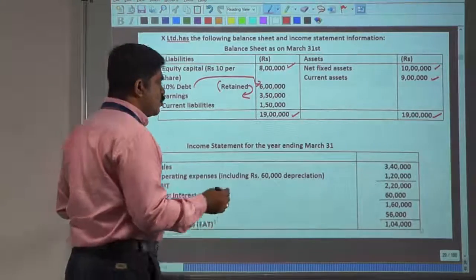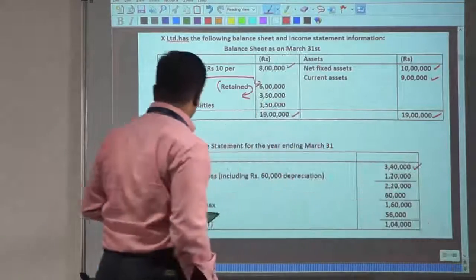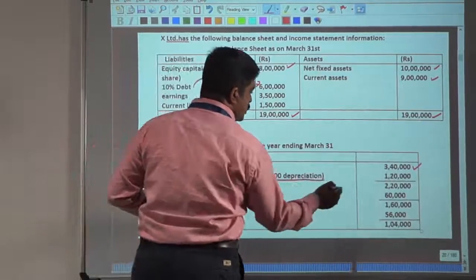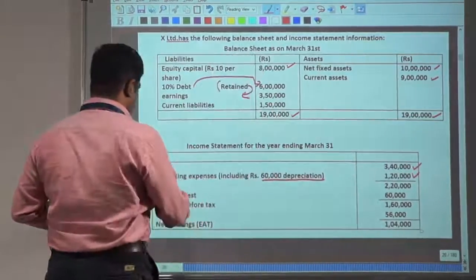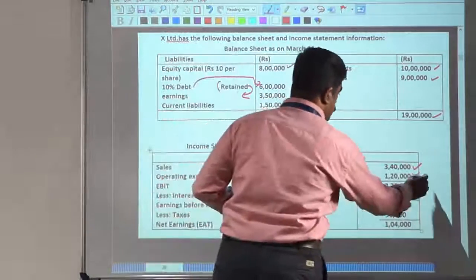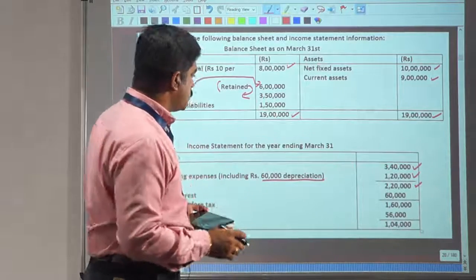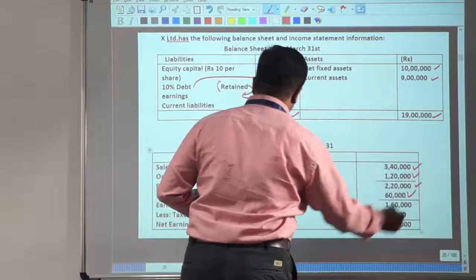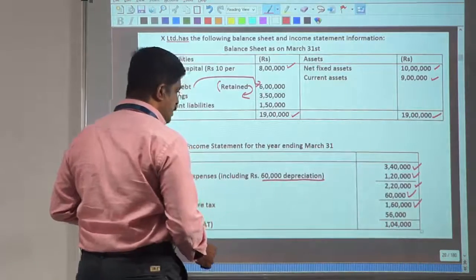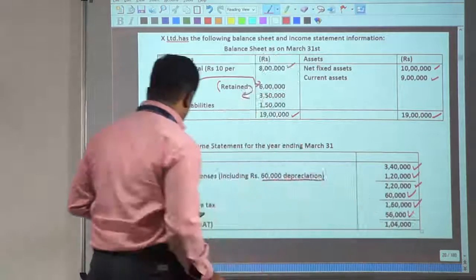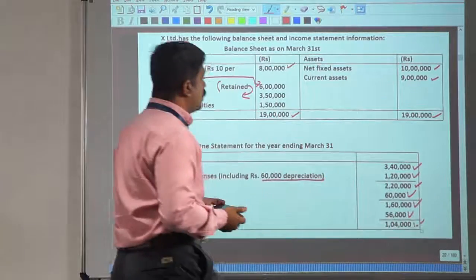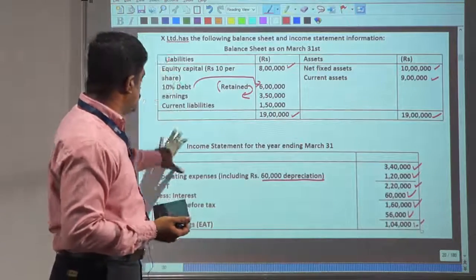Your sales is 3 lakh 40,000. Your operating expenses including 60,000 depreciation is 1 lakh 20,000. Your EBIT, that is your earnings before interest and taxes, is 2 lakh 20,000. Then you have interest, which is 60,000. Then you have earnings before tax of 1 lakh 60,000, taxes of 56,000, and earnings after tax of say 1 lakh 4,000. So basically what you have now is the balance sheet and the income statement.